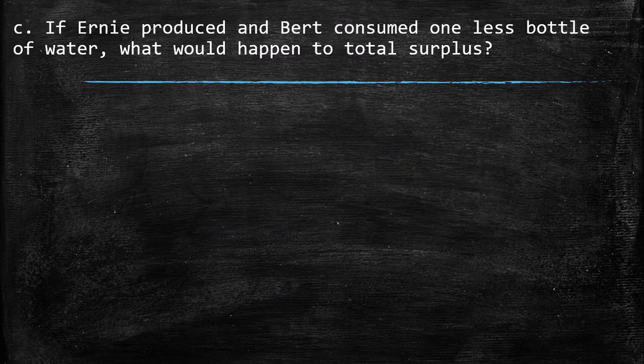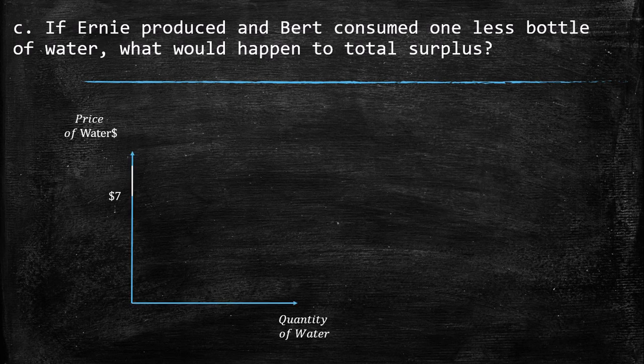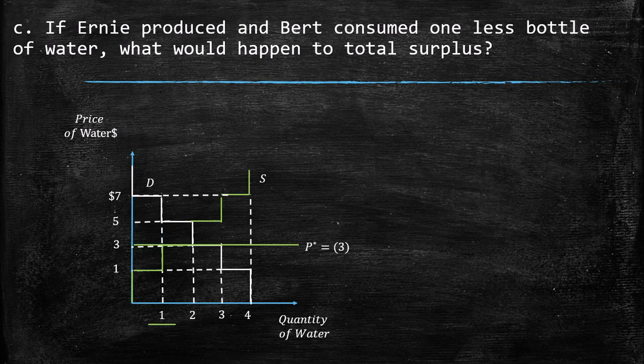C. If Ernie produced and Bert consumed one less bottle of water, what would happen to total surplus? So here we have both. When Ernie produces one less, instead of producing 2, Ernie will produce 1. And Bert, instead of consuming 2, will consume 1. So what is going to be the price? In this case, I'm going to put the price at 3. So what happened at this price?